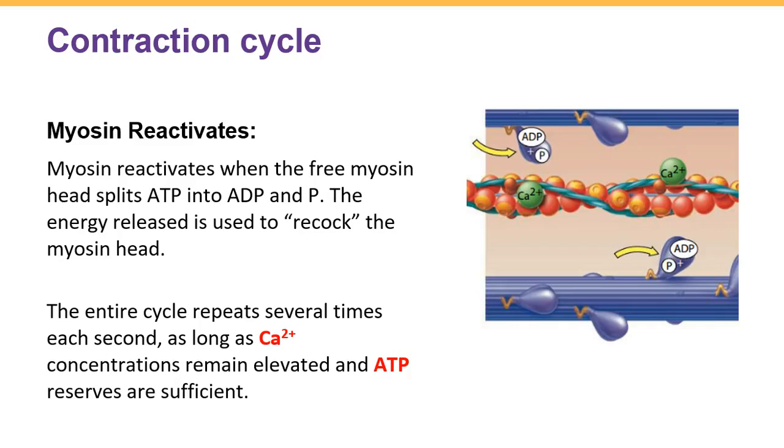Once the myosin head is ready again, it can bind to actin and repeat the contraction cycle. This cycle happens many times every second as long as there's enough calcium and ATP available. So the myosin reactivates when the free myosin head splits ATP into ADP and phosphate. The energy released is used to reset, or recock, the myosin head. As long as we have calcium and ATP available, this cycle happens and happens and happens.